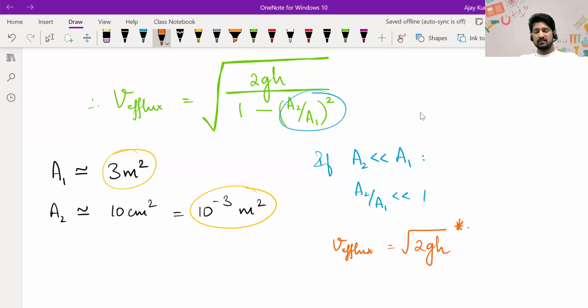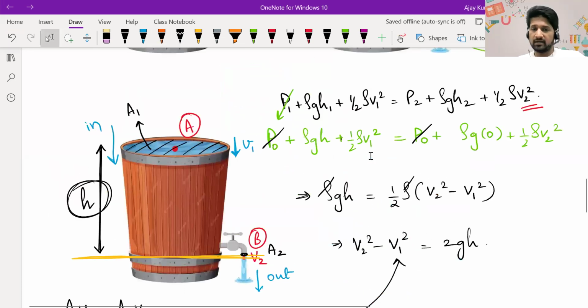Right. What is h here? h is the height difference between the tap's opening and the tank's opening. And remember, here we assumed it's an open tank. That is why P1 was equal to P0. If it's a closed tank, you will have to deal with it differently.